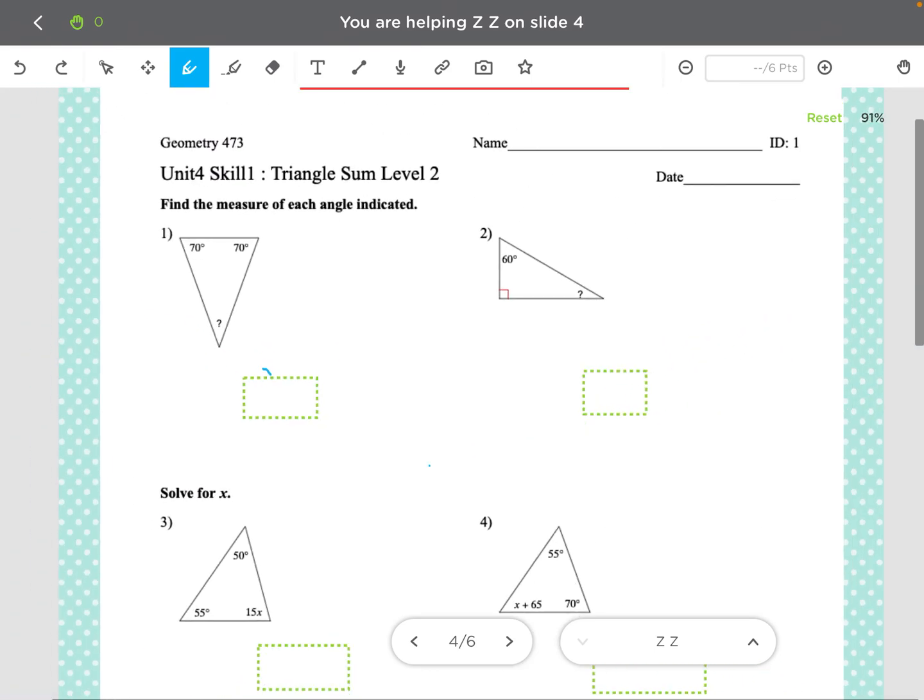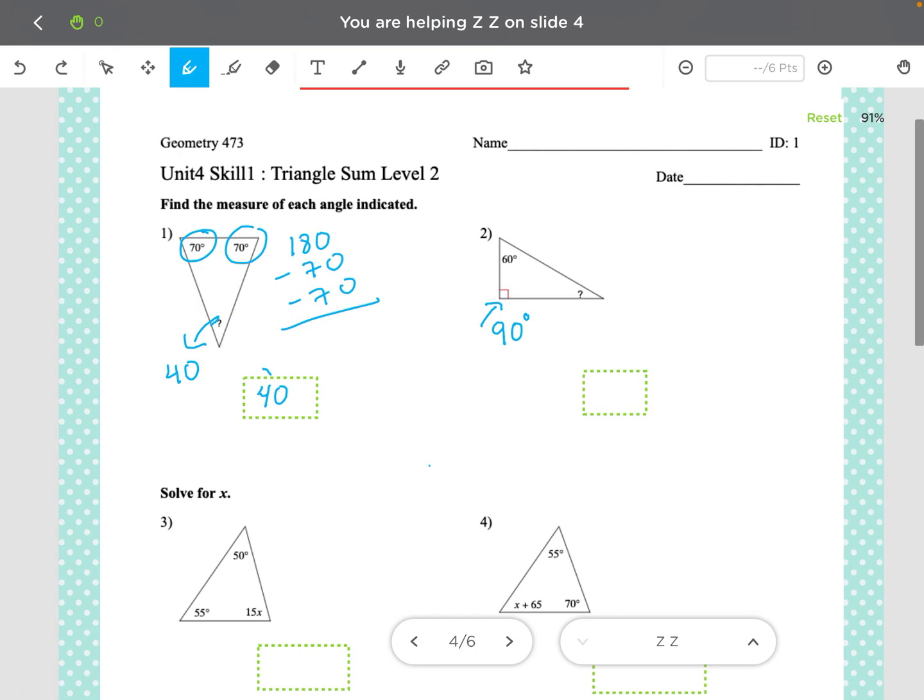So in the first problem here, notice two of the angles are 70, but I need that missing question mark. So in order to find that missing one, you could do 180 minus 70 minus 70, and that will give you 40. So this has to be 40. And when you type in your answer, just type it in without the little degree symbol, just type it in as 40.